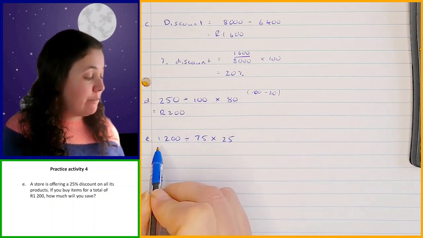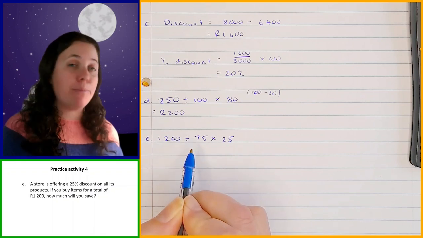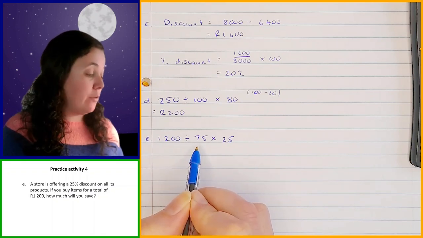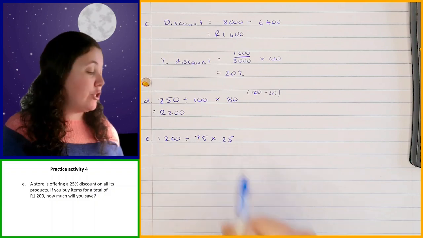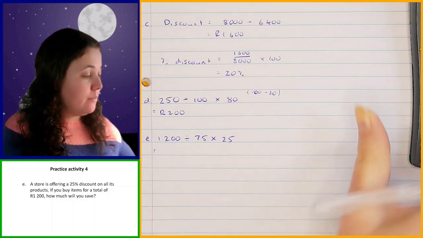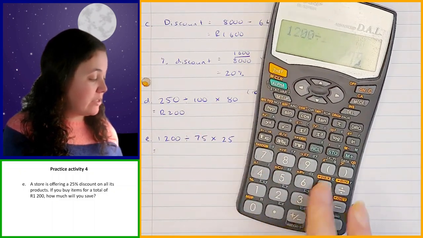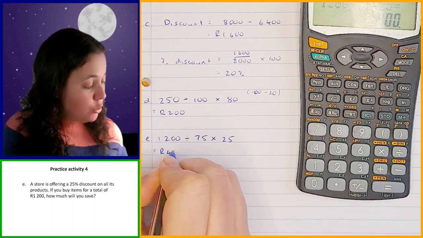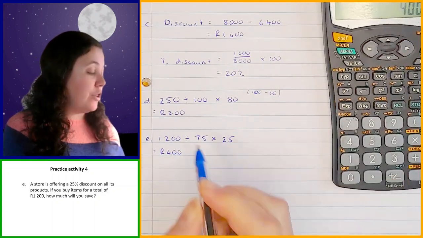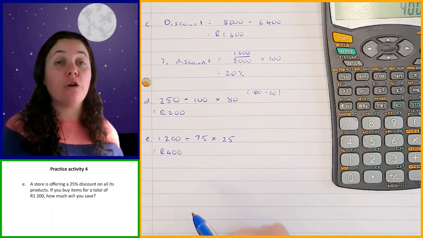Okay, so I take the amount that I have, which is 1,200, divide by the percentage that it is, which is 75%, and multiply by the percentage that I want to know, which is 25%. So this is 1,200 divided by 75 times 25, and that gives us 400 Rand. So the amount that we are saving with this purchase that we're making is 400 Rand because of the discount.